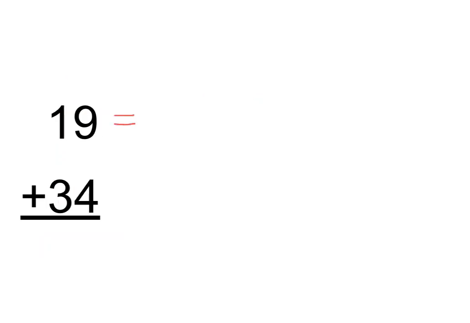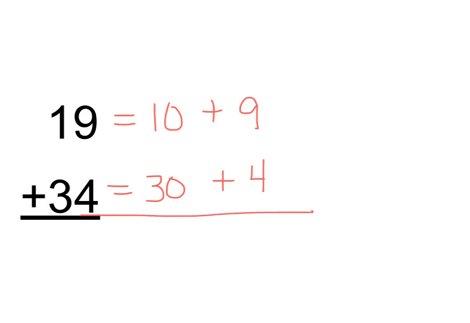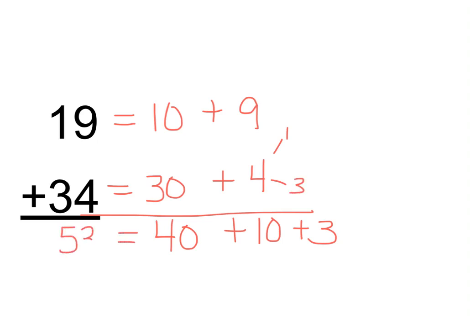And 19, 10 plus 9, and 34, 30 plus 4, 40 plus, 9 plus 4 equals 10 plus 3. So 53. Great practice today, kids.